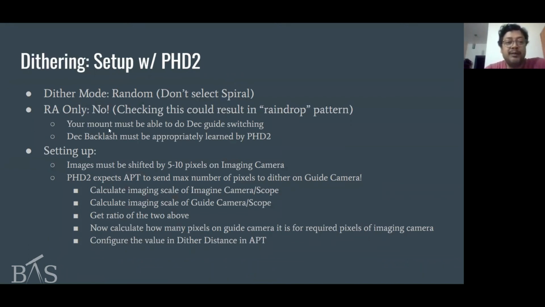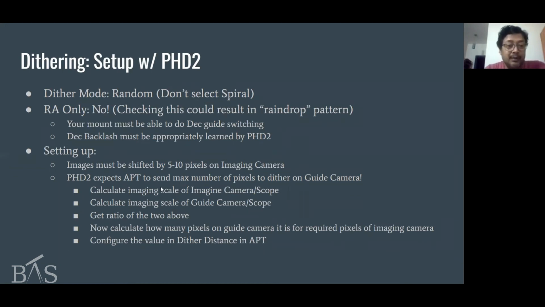So basically, to do good dithering, your mount must be able to do Dec guide switching, and your Dec backlash, if any, should be manageable by PHD2. PHD2 cannot do very large Dec backlash corrections. A small amount of Dec backlash it can correct. And for this to be learned by PHD2, you must run the guiding assistant.